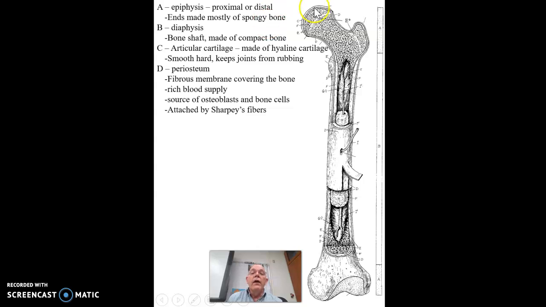This is also where we have cells called osteoblasts. Osteo means bone, blast means to make. I think we had fibroblasts when we talked about connective tissue. Well, these are osteoblasts, and osteoblasts are going to make bone. So these are cells that make bone. And so if you need more bone cells, the periosteum makes them. Then they go and attach to the outside of the bone, and then they secrete calcium around themselves.